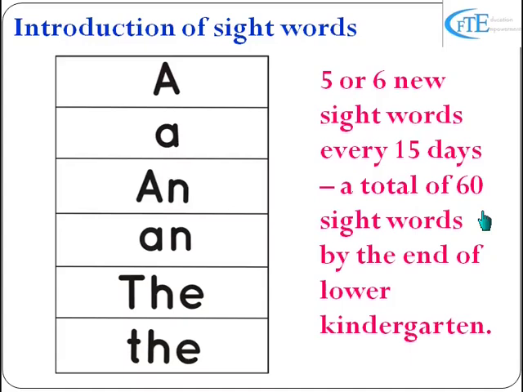A little child will not be able to learn 60 sight words, but the child needs to be aware of them. At the upper kindergarten level, the child will be able to read these words independently. Right now, it is not very important for the child to read it independently. However, you will notice that by the end of a few months, the child will be able to read quite a few sight words. But do not force the child to read these words independently.